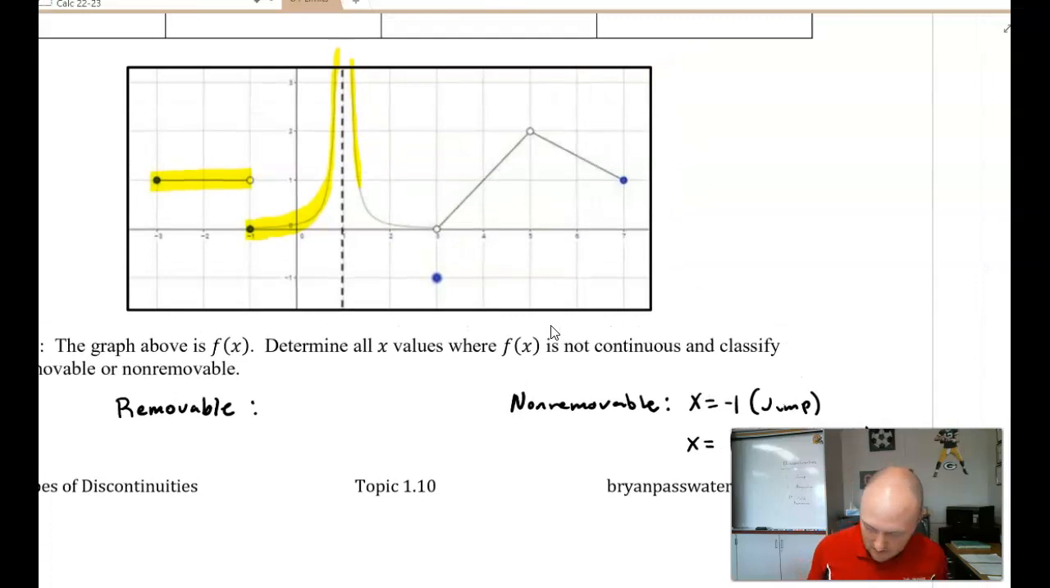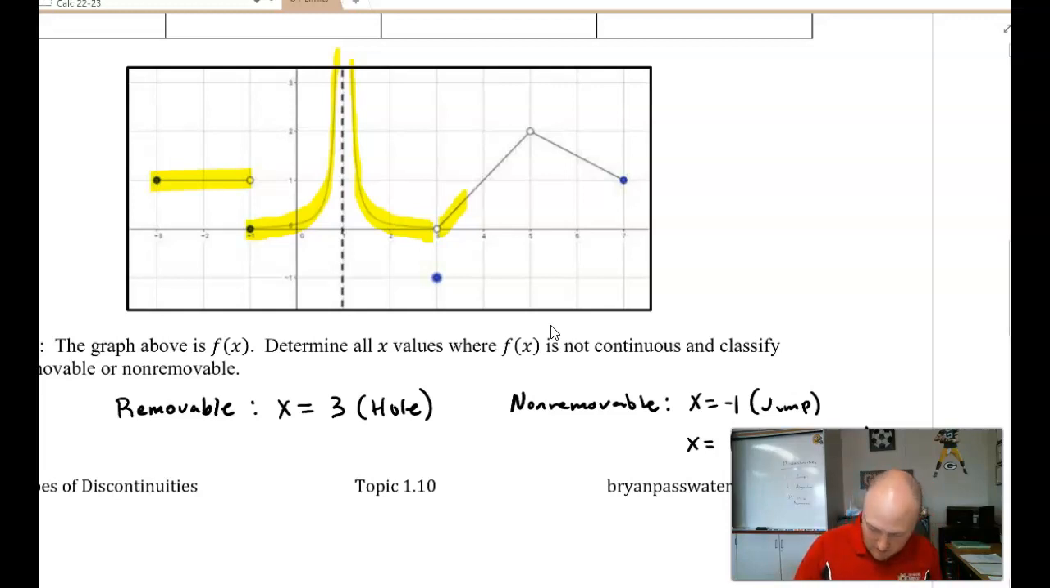Okay, let's go back to my highlighter. I'm going ahead and drawing. Oh no, there's a hole. Whoop. I don't care that there's a point below it. There's a hole there. I had to go over it. That's a hole, so that's a removable discontinuity at 3, right? Hole.